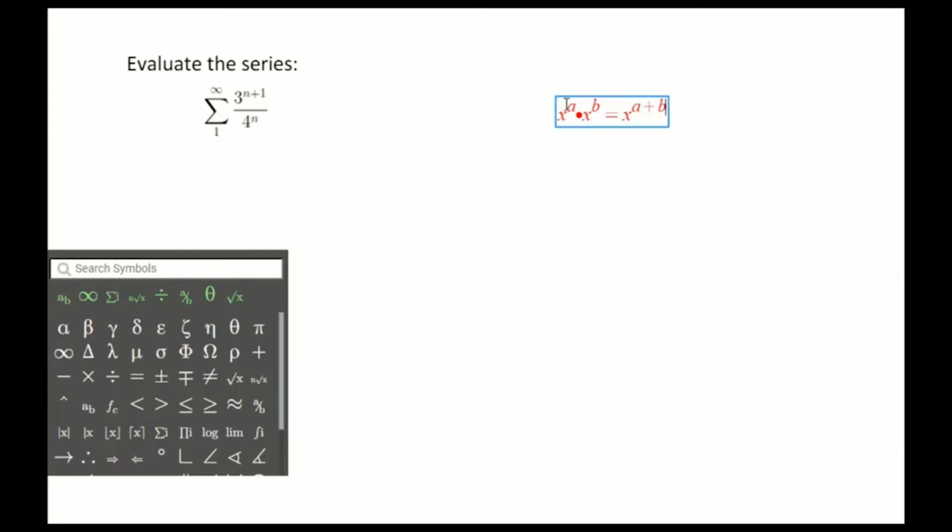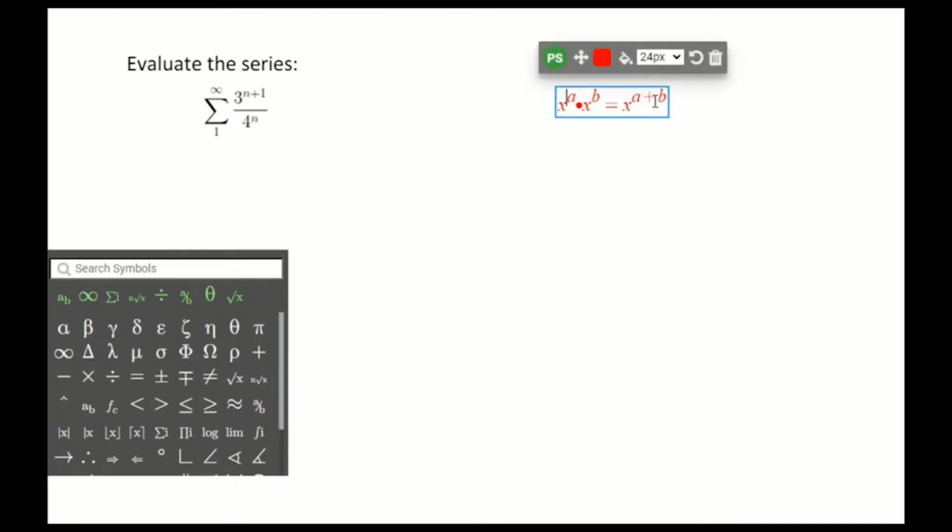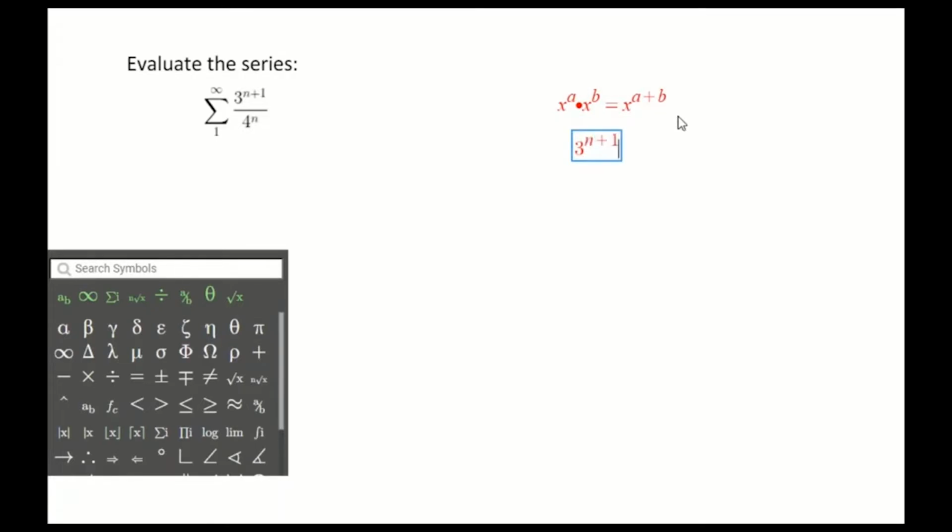x to the b. Okay, so when you multiply two powers with the same base, let's see if you remember what to do here. What you end up doing is you add the exponents. So you have x to the a plus b. This little exponent property is what we're going to use to simplify this a little bit. So if I have 3 to the n plus 1, I can rewrite that as 3 to the n times 3 to the 1, or just 3. Well here, I'll leave the 1 just to show that it's the same thing.